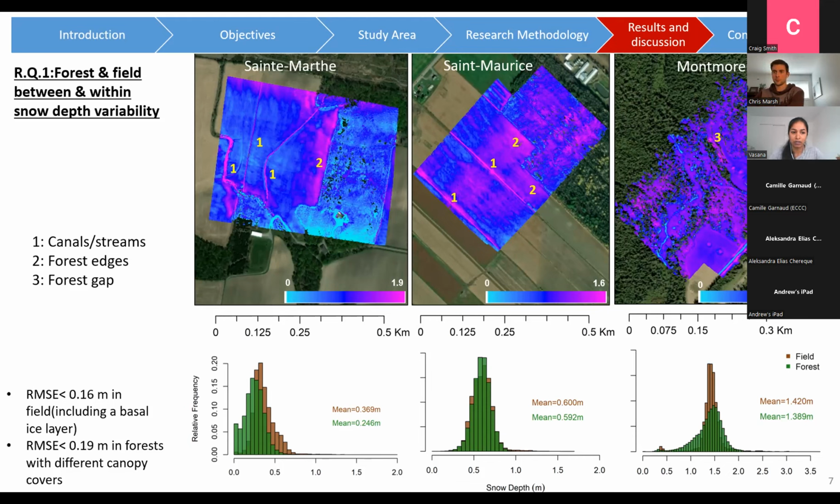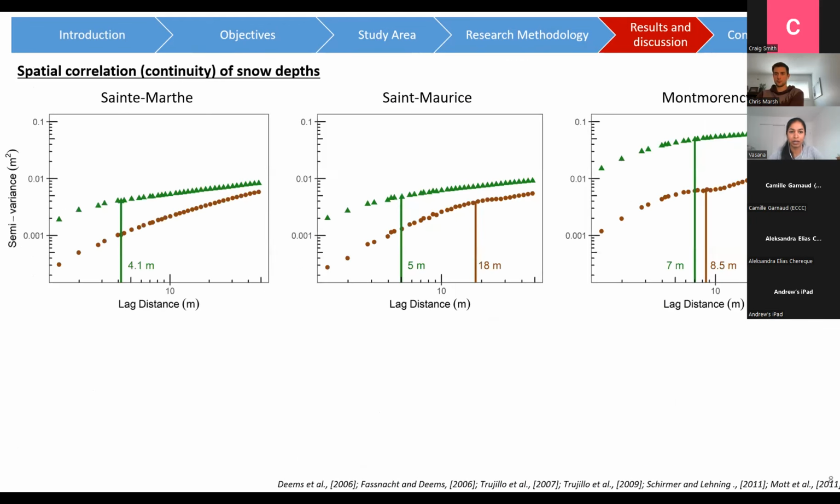Validation of our snow depth data with the manual snow depth data shows that the LiDAR was able to produce snow depth values with an RMSE less than 0.16 meters in the open areas with the presence of a basal ice layer, and in the forested environments with an RMSE less than 0.19 meters with different canopy covers, which is in accordance with the previous efforts with UAV LiDAR.